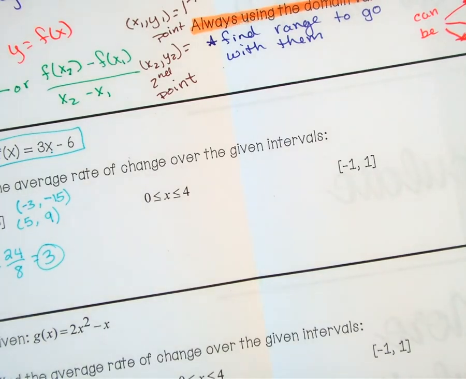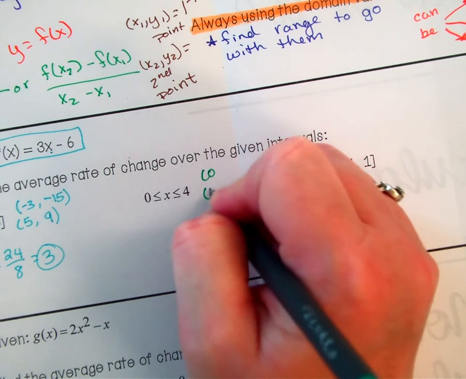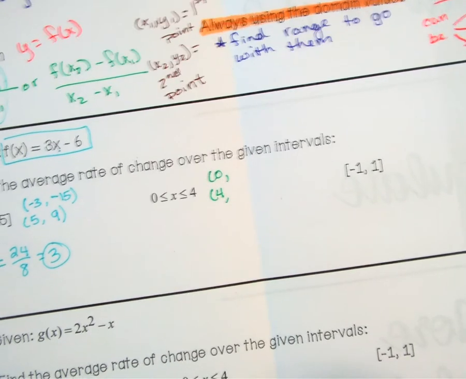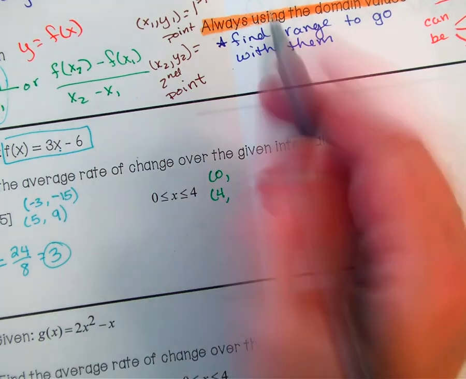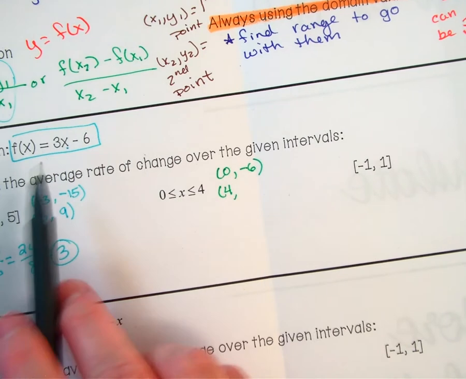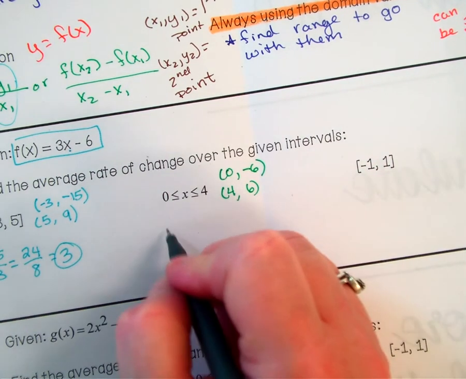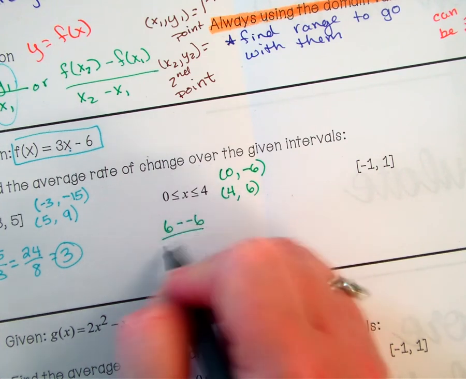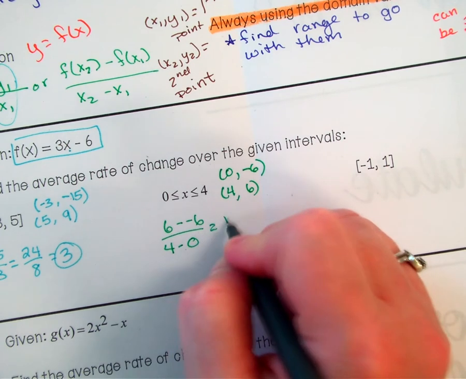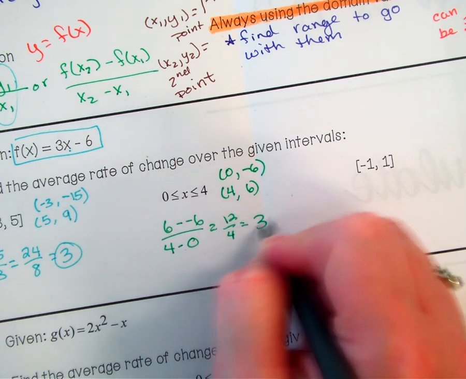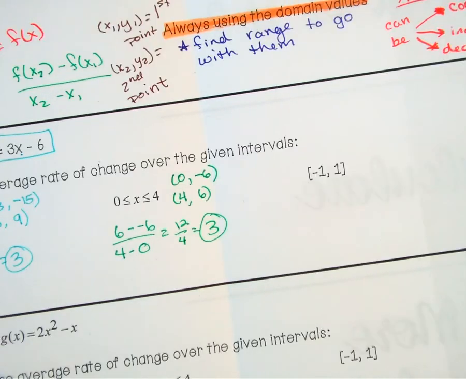All right, let's try it for the next set. We're going from 0 to 4. Again, 0 and 4, those are our x's. I need to find the y's that go with it. If I plug 0 in here, I get a -6. If I plug in 4, I get 12 minus 6, which gives me a +6. And so now we do our slope formula. Y minus y over x minus x. That gives me 12 over 4. So I get 3. So from 0 to 4, my average rate of change is 3.